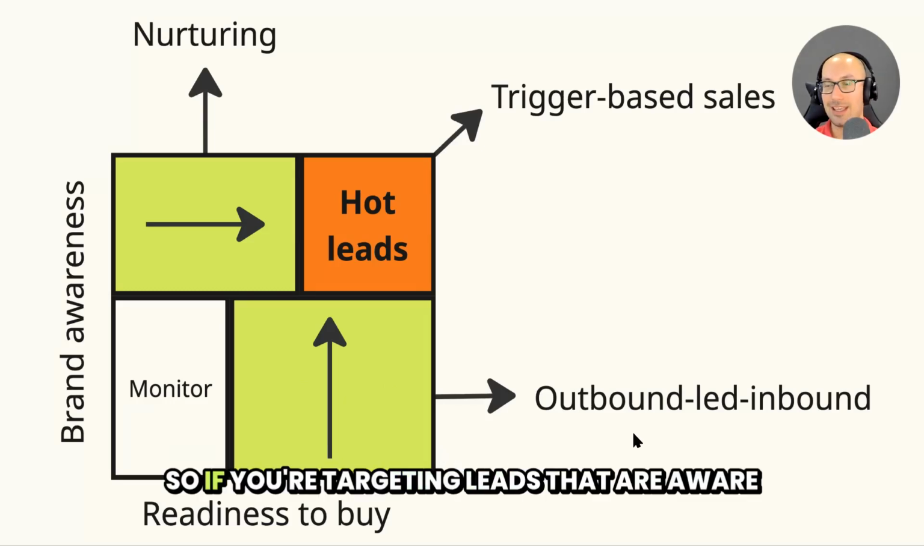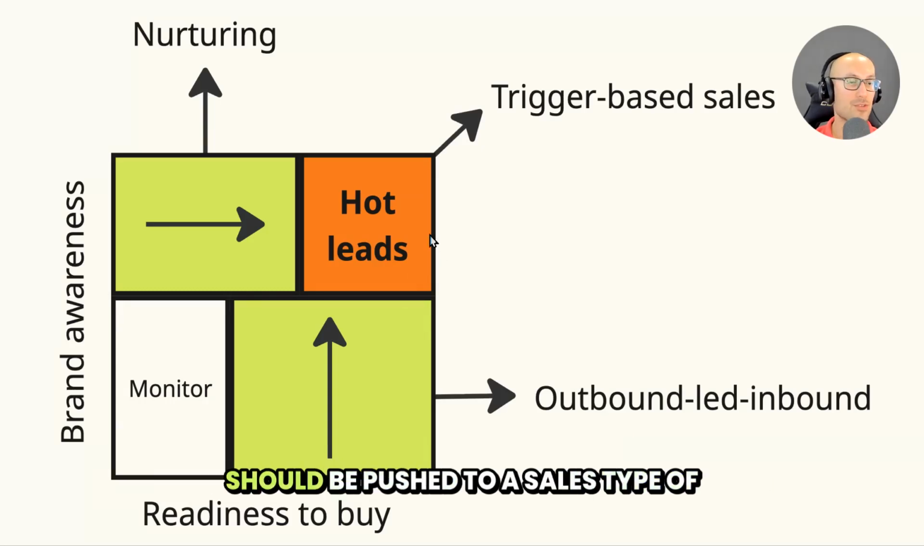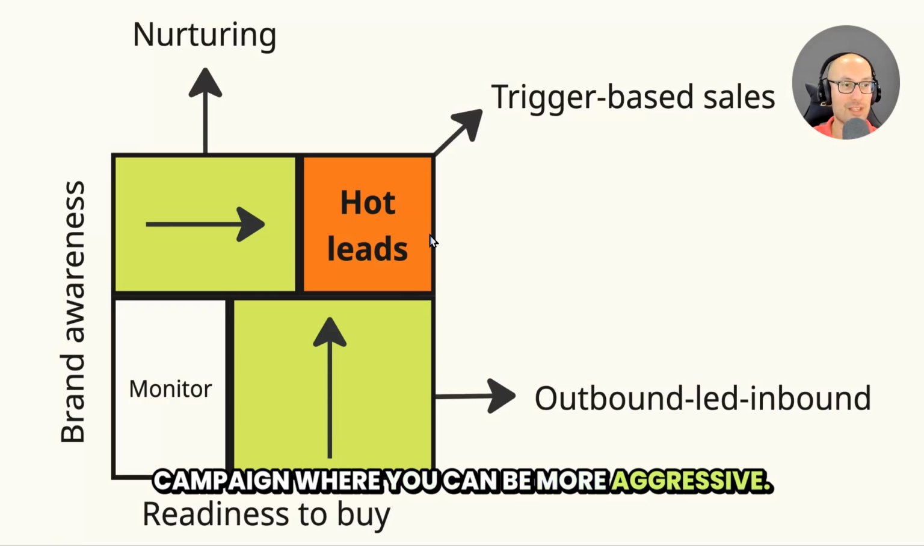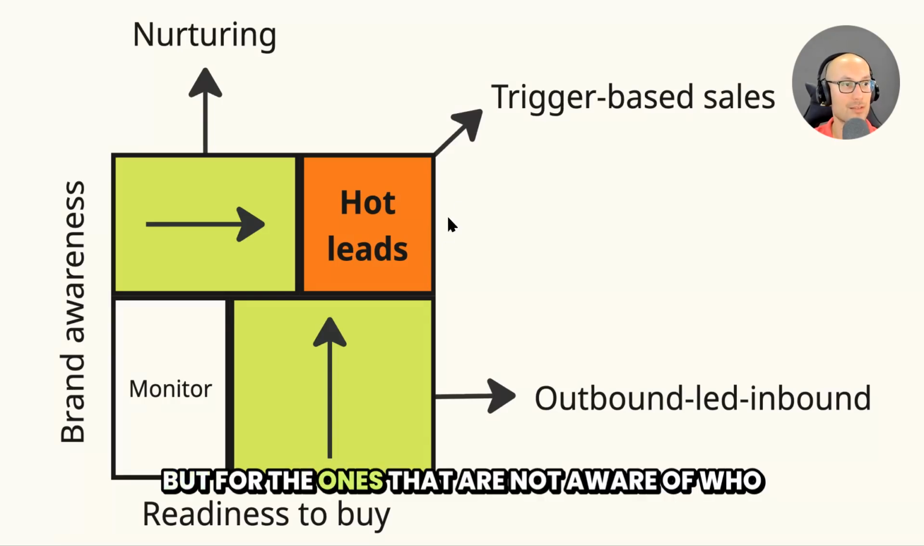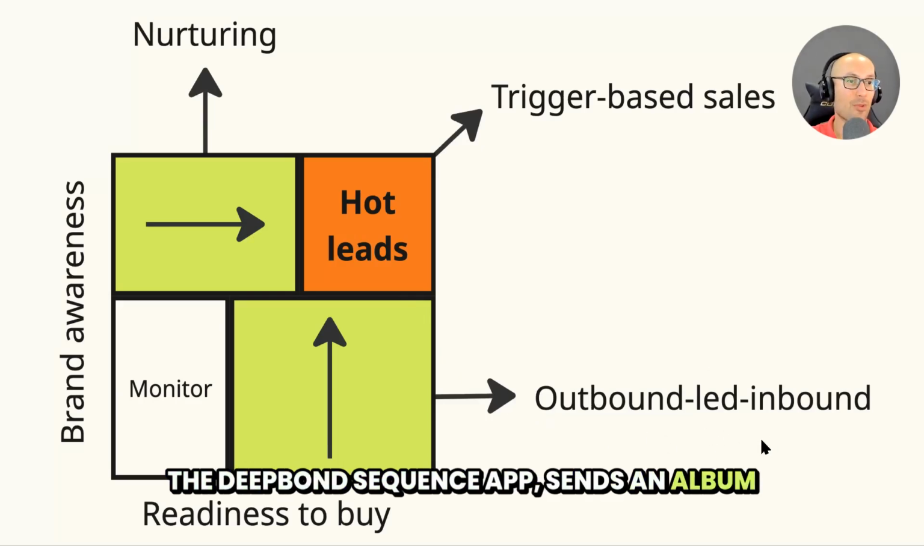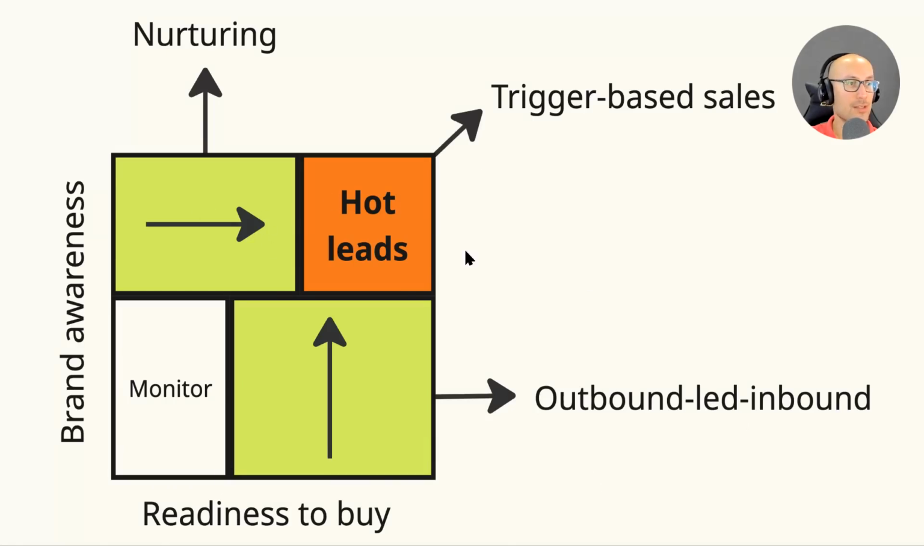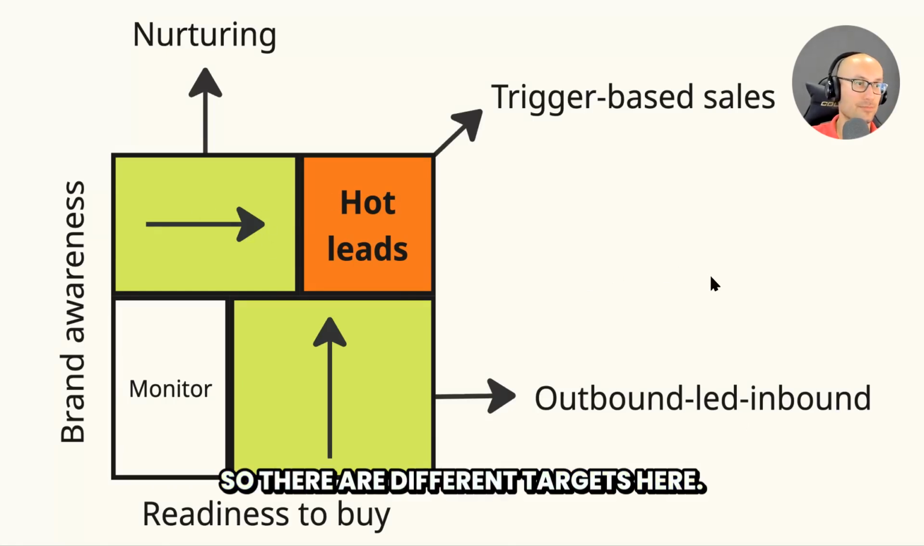So if you're targeting leads that are aware of your brand and ready to buy, those leads should be pushed to a sales type of campaign where you can be more aggressive. But for the ones that are not aware of who you are, you should send them to an inbound sequence that sends an outbound message to them and converts them into your nurturing process. So there are different targets here.